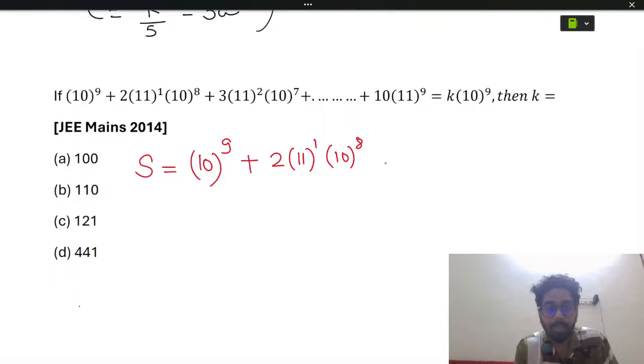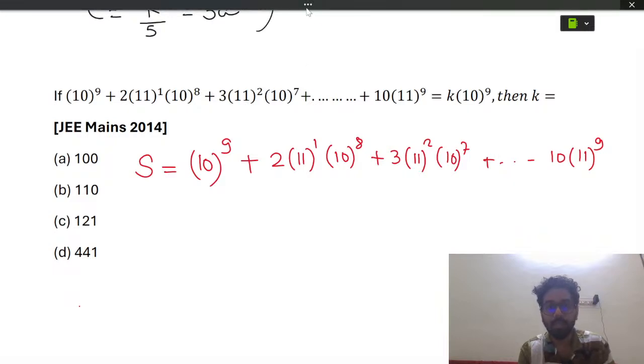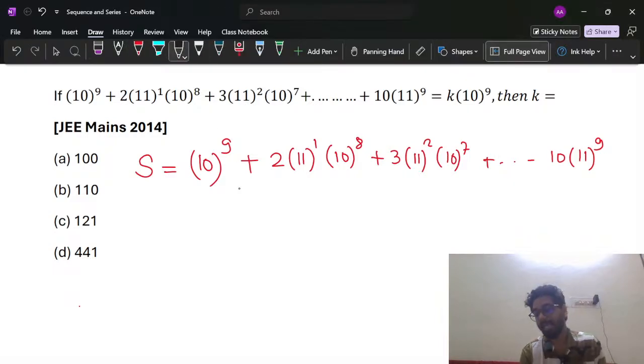Okay, and plus 3 into 11 square into 10 power 7, and so on till 10 into 11 power 9. Now here let me check what is going on, then I can decide what exactly needs to be done. Here we are multiplying 11 and dividing by 10. Here we are multiplying 10 and dividing by... this is basically AGP.